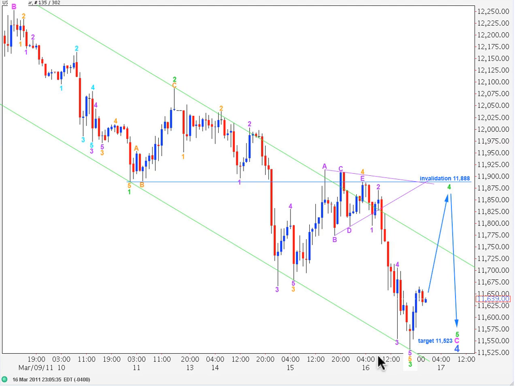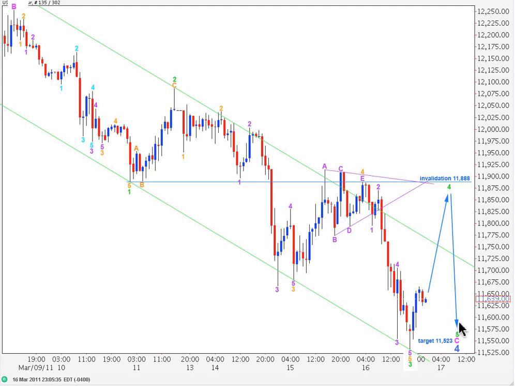Within this third wave at green degree, we have an ABC zigzag with a truncated C wave for wave 2 orange and a triangle for wave 4 orange. I expect, although it's quite a long A wave for this triangle, but the rest of the structure does look correct for a triangle. So I expect there's a nice guideline of alternation there.